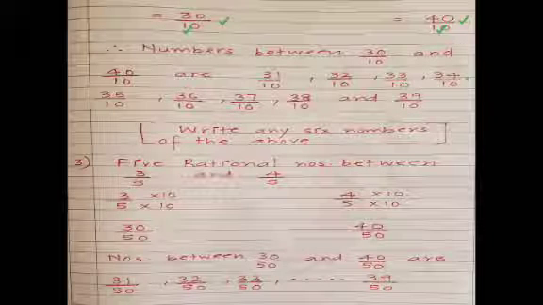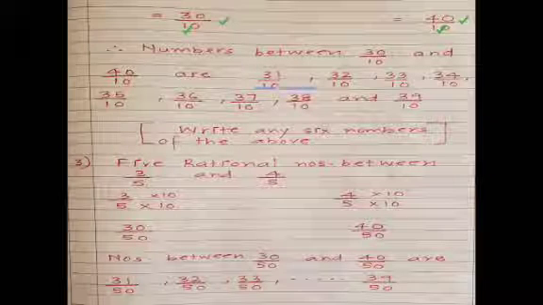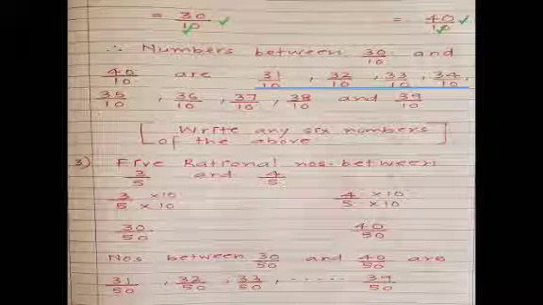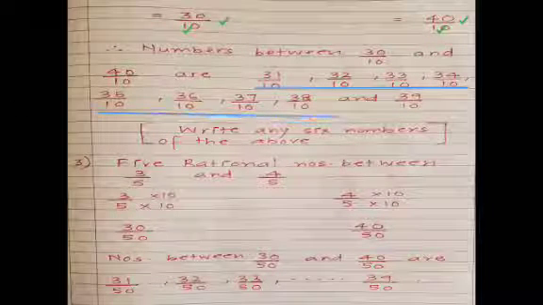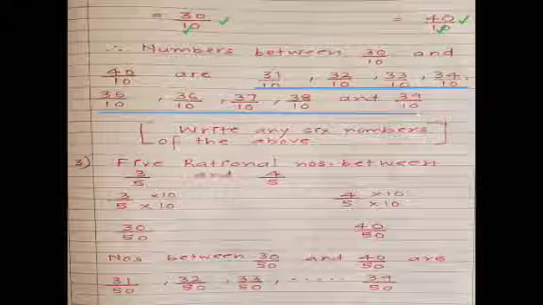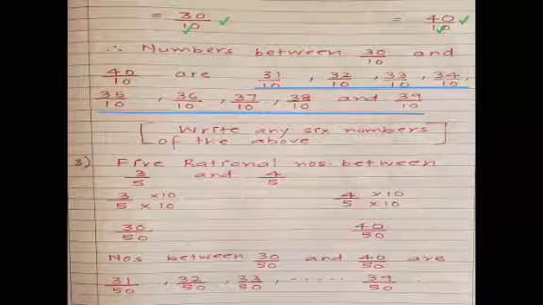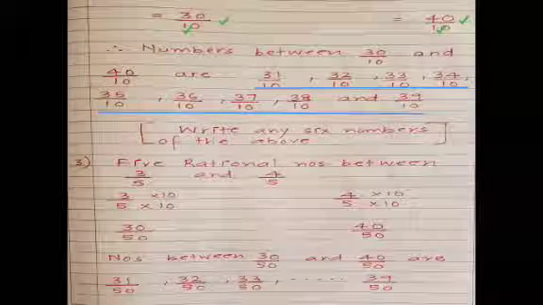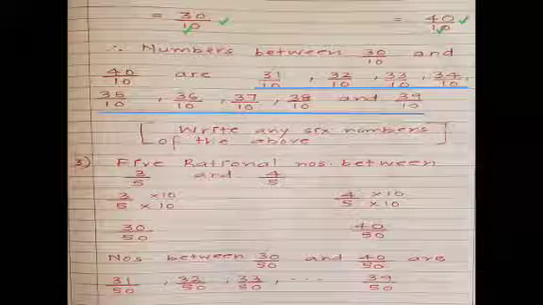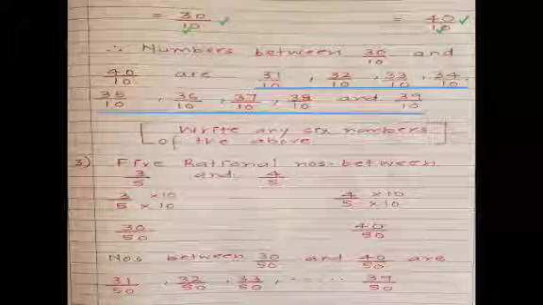So my answer would be, the numbers between 30 upon 10 and 40 upon 10 are 31 upon 10, 32 upon 10, 33 upon 10, 34 upon 10, 35 upon 10, 36 upon 10, 37 upon 10, 38 upon 10, and 39 upon 10. Now, as is a requirement in the question, I can write any 6 numbers of the above. I say it again, the two methods to get to the answer of such questions are, first, to get the denominator common, and once the denominator is common, all that is required is to compare the numerators.